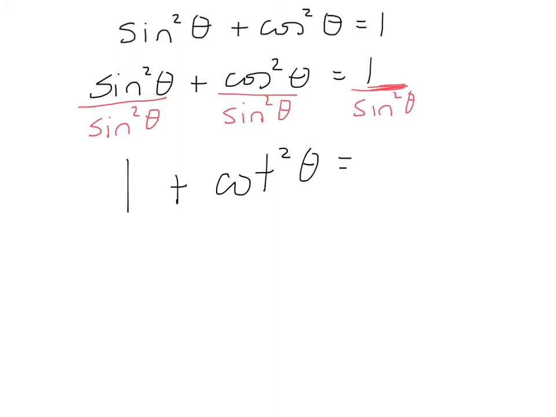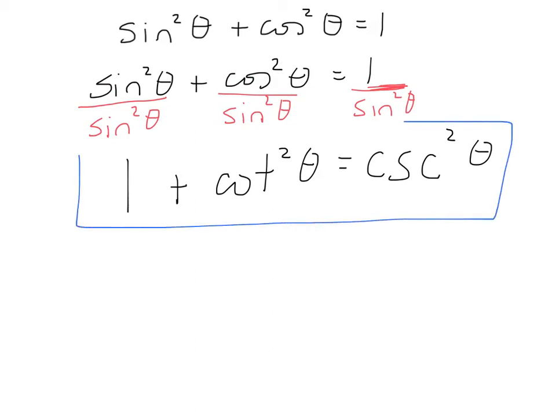I also know that 1 over sine is equal to cosecant, because that's the reciprocal function. And so I can replace 1 over sine squared with the cosecant squared of theta. So this is Pythagorean identity number 2.